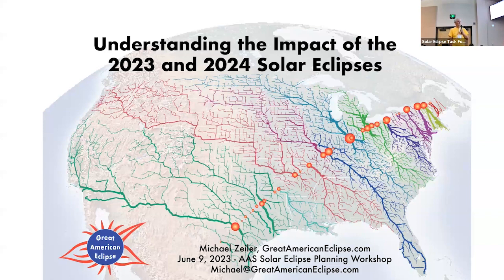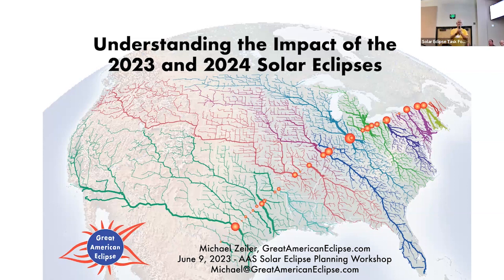What I'm going to talk about, and I'll be pretty quick about this, is a simple model that I developed to predict eclipse visitation and where traffic issues might arise. As a wise person said once, all models are wrong, but some are useful. So hopefully this is a useful one.